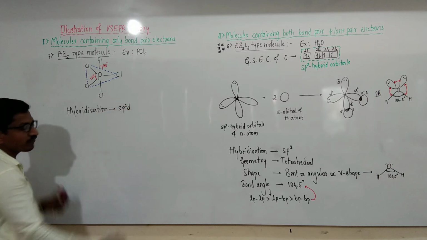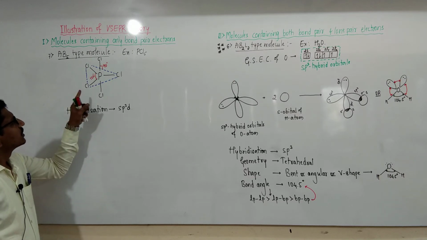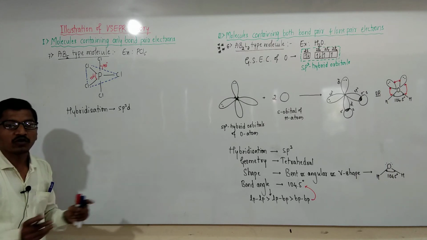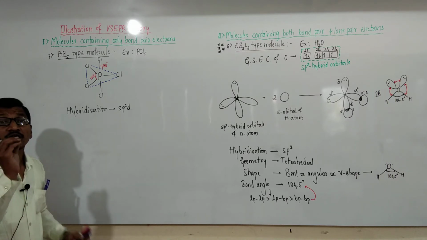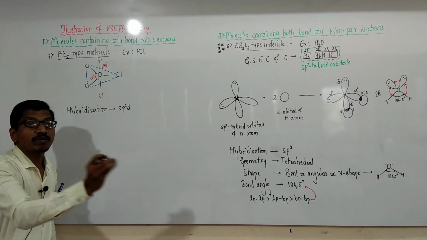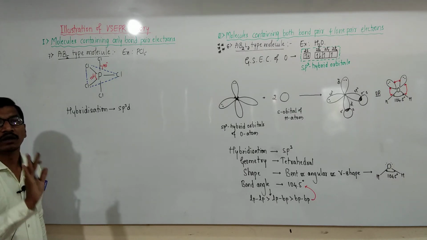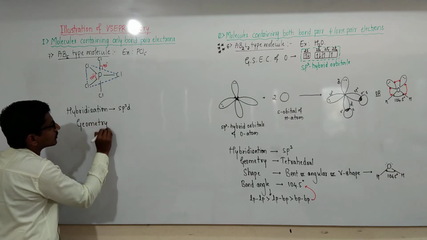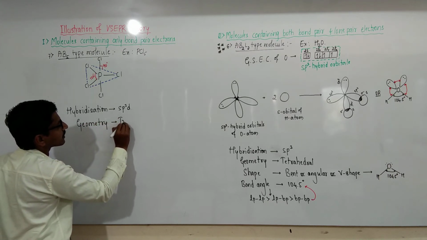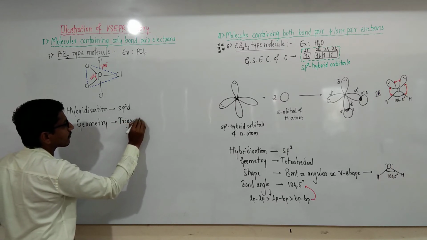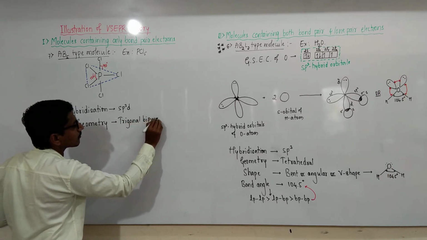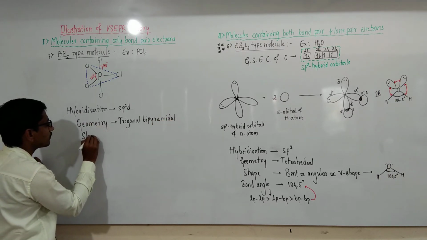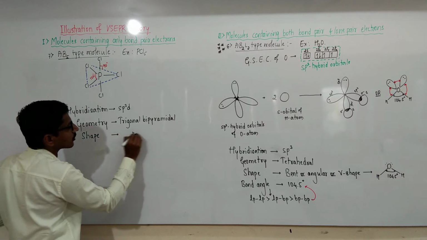The hybridization of the central phosphorus is sp3d, because it contains only bond pairs of electrons, and all the bond pairs are surrounded by the central atom. The shape as well as the geometry of the molecule is regular. The geometry is trigonal bipyramidal. The shape is also the same, because there is no lone pair of electrons.